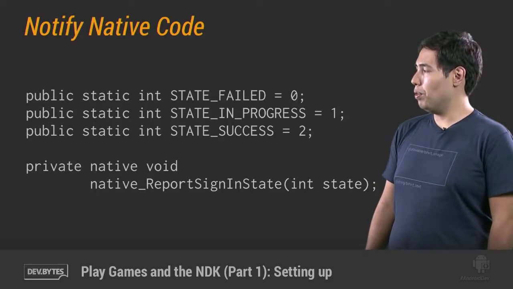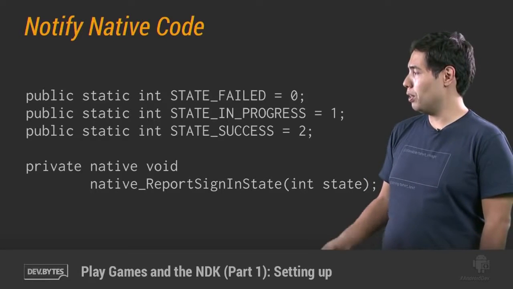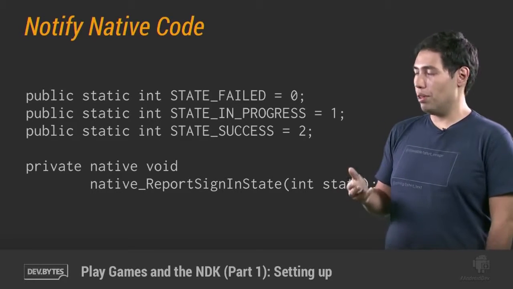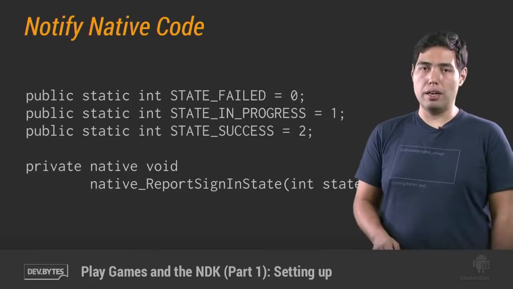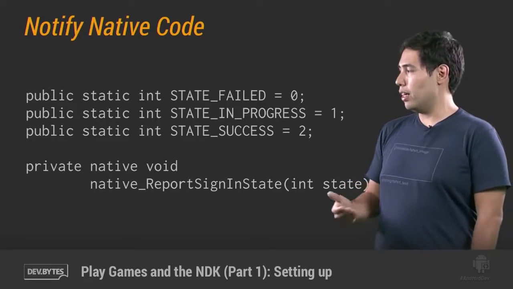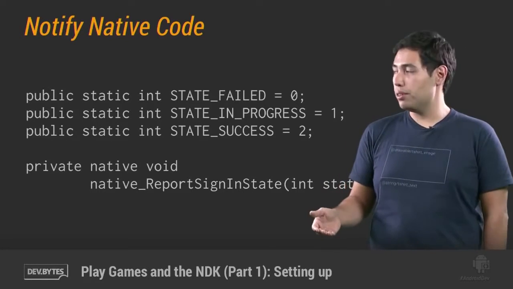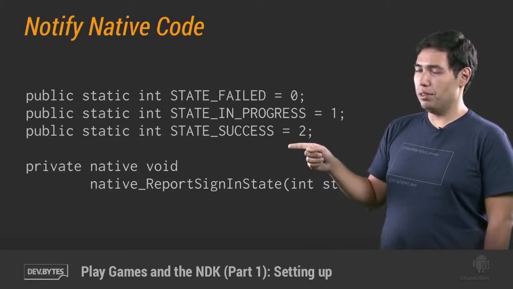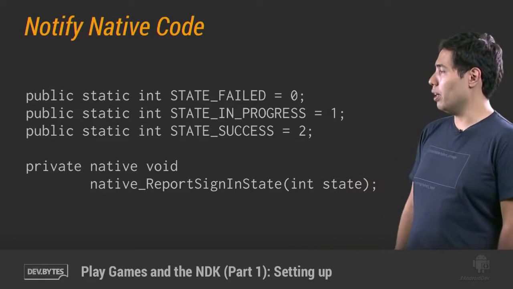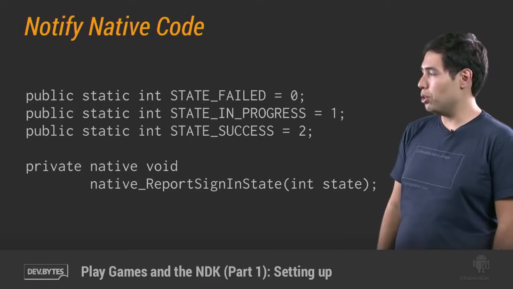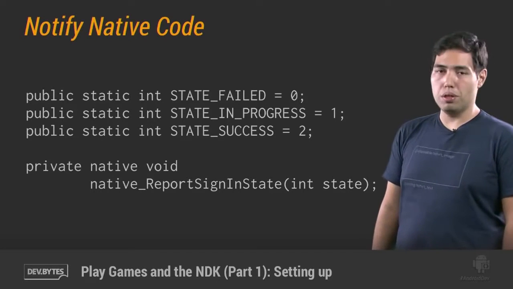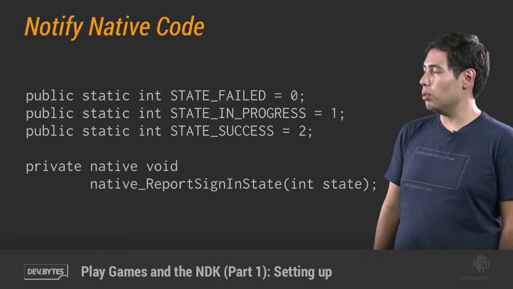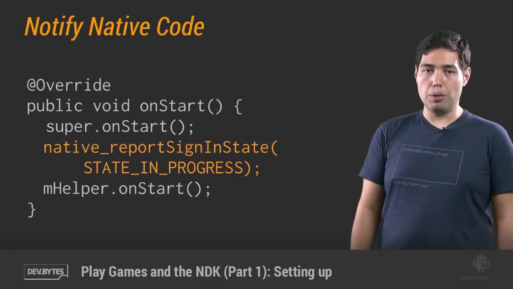One of the ways to do this, and I think it's a pretty useful pattern, is not to have just a Boolean saying yes or no, but to have a three-state variable saying either sign-in has failed, sign-in has succeeded, or sign-in is in progress. Then from native code, you can react appropriately to those states. So we're declaring these states as constants here, and also declaring a native method from Java, reportSignInResults. We call that method whenever we want to report a sign-in result or progress to native code. So this is how we do this.